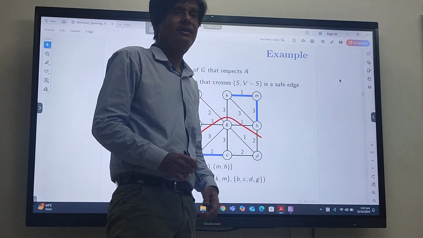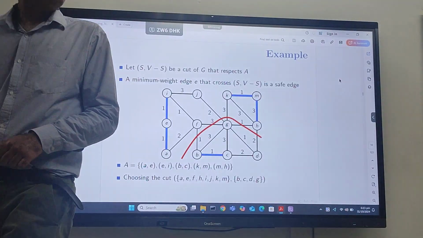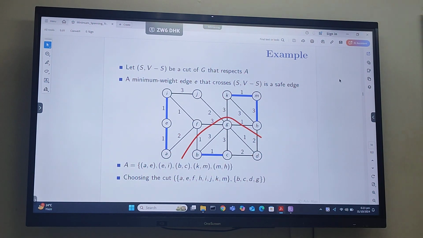G and H, that's correct. So that's another light edge crossing the partition. So there are two possibilities, and we'll just pick one of them. It can be any one of them, or whatever the computer or your program finds first, that is the correct one. It doesn't matter which one you choose as far as the algorithm is concerned.